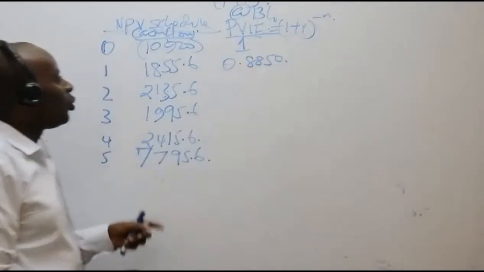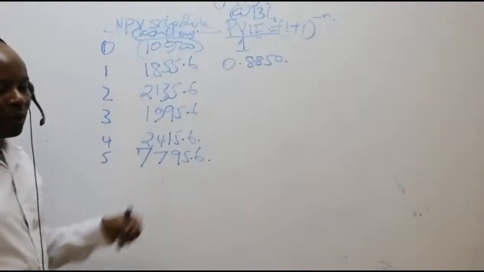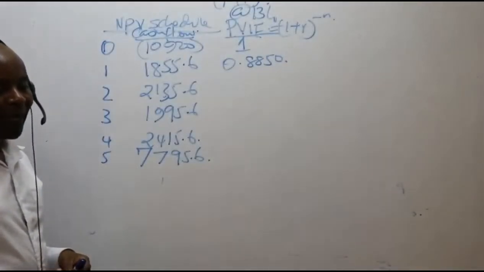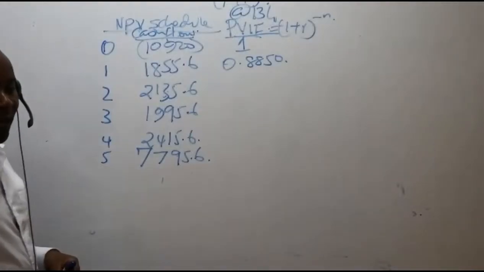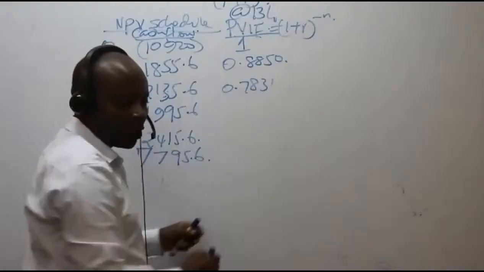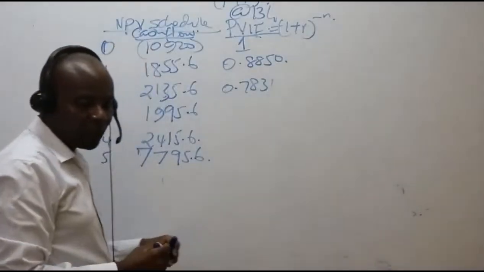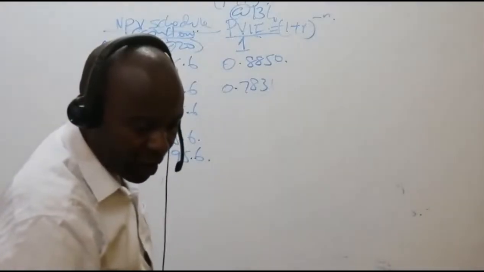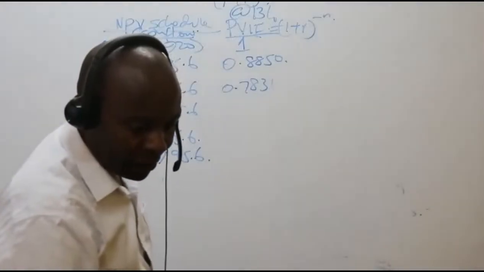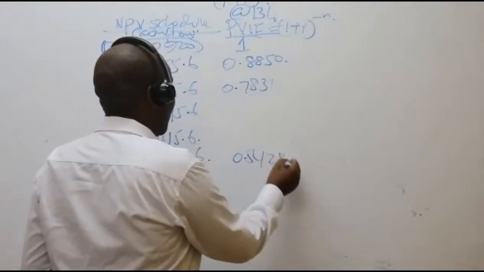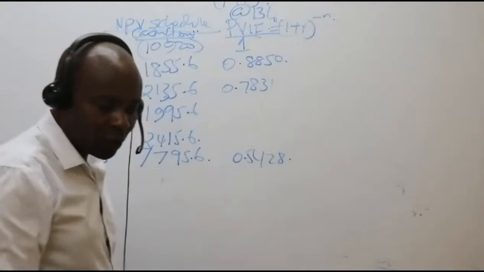8850. How about 1.13 raised to power 2? Power negative 2. So power negative 2, I'm being told, is 0.7831. And then Lokai gives me the last one, 0.5428.